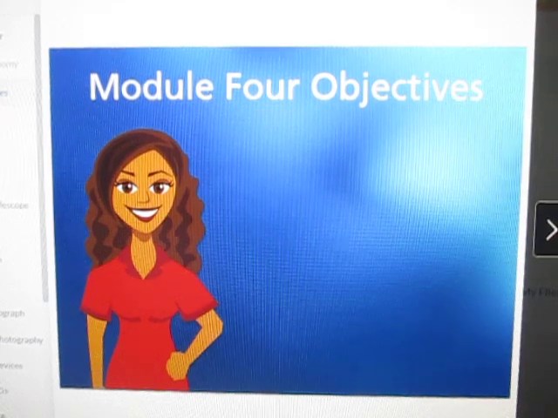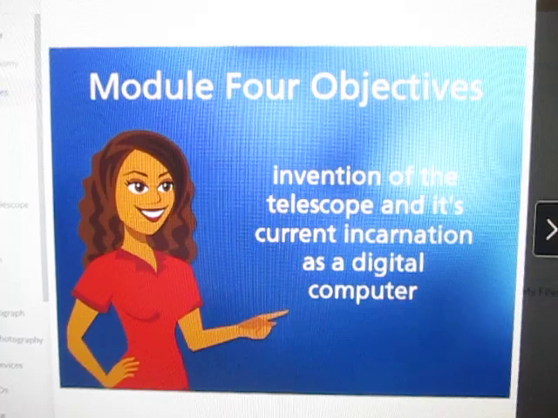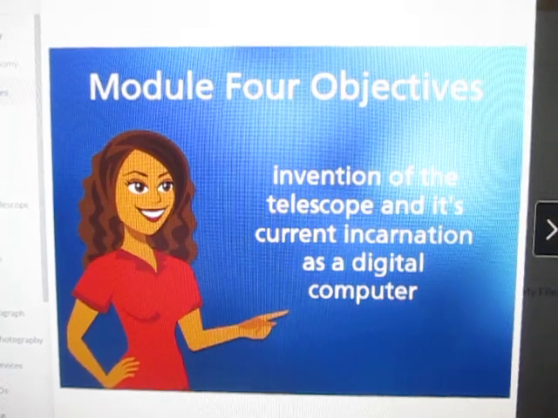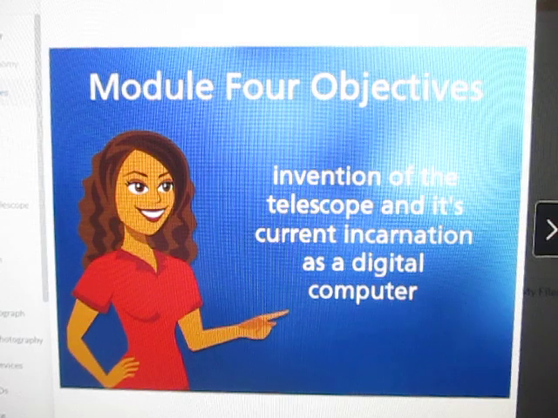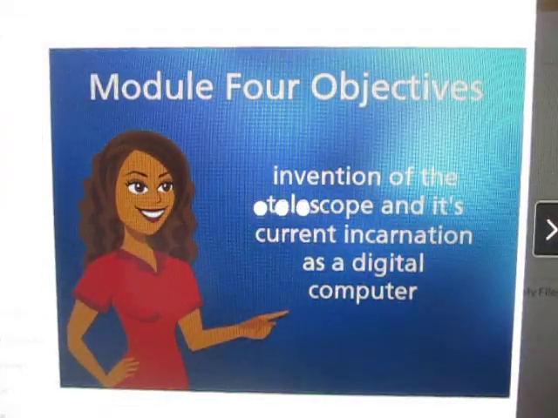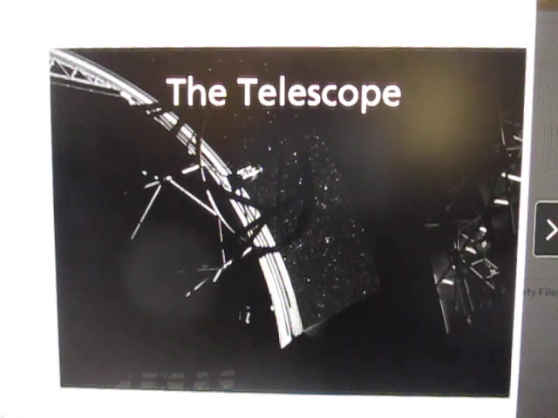Today we're going to explore one of the most important inventions in astronomy, the telescope. In this module, you will learn all about the telescope and its current incarnation as a digital computer. Let's start this module with some basic facts about the telescope.